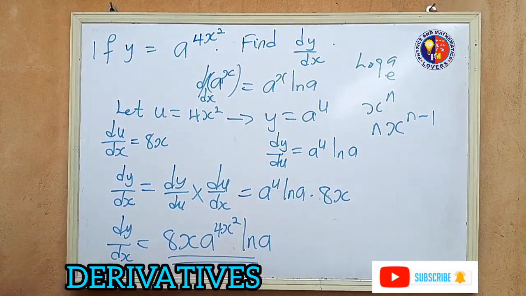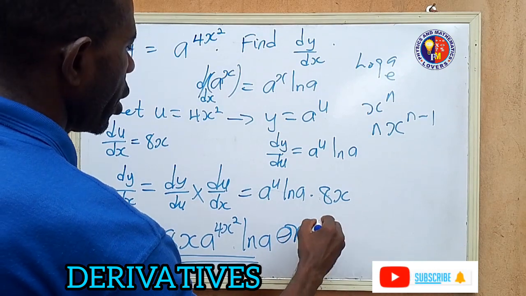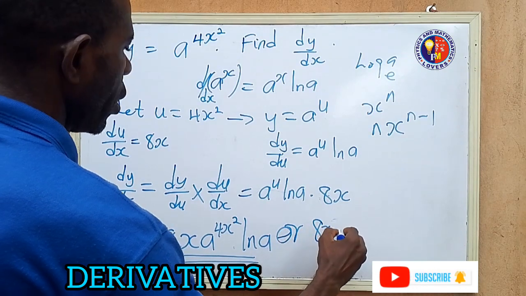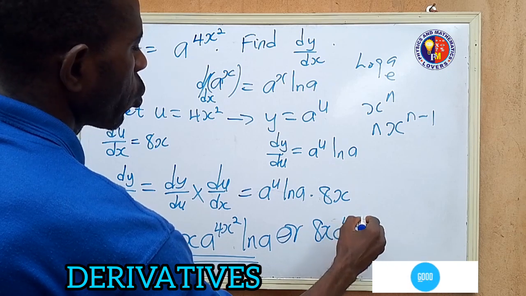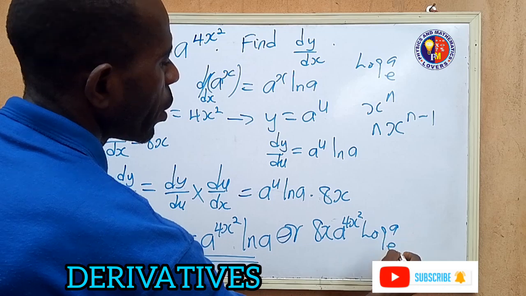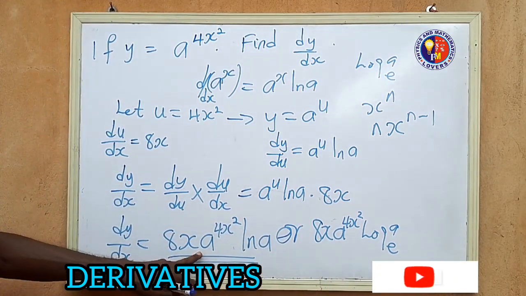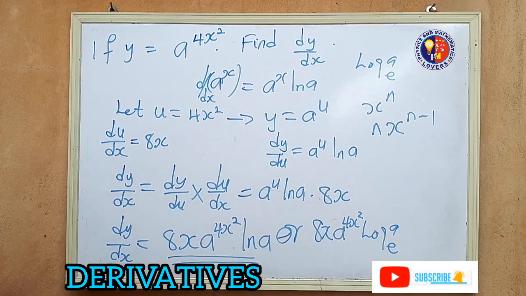Remember, if you don't want to put it this way, you can write the answer like this: 8x a raised to the power 4x squared, log a to base e. If you put it this way or that way, you are absolutely correct.